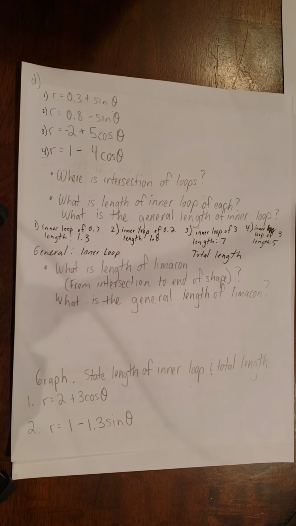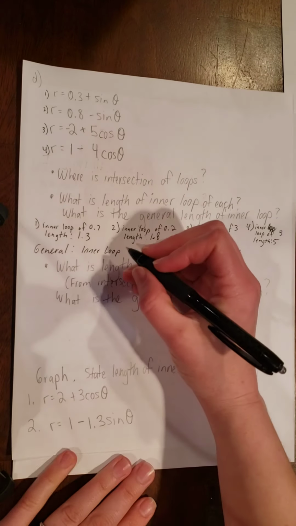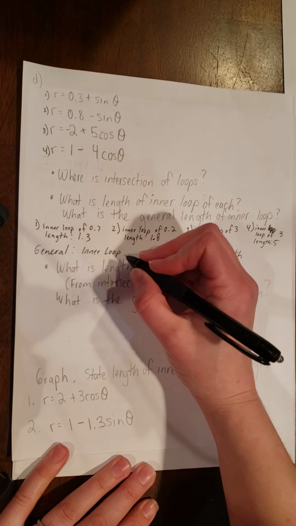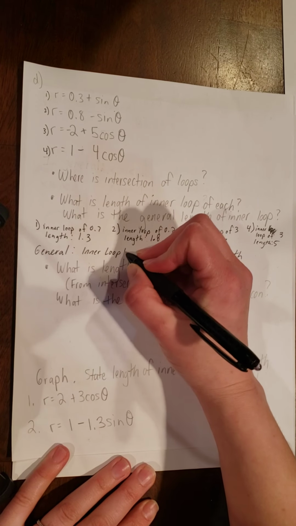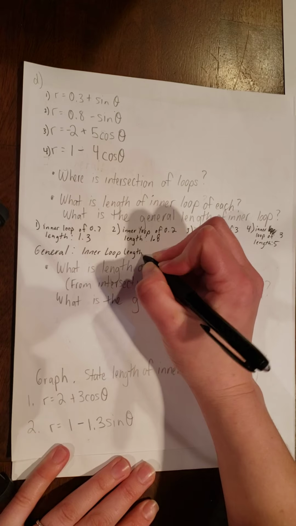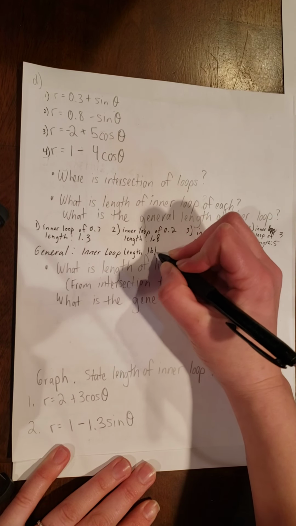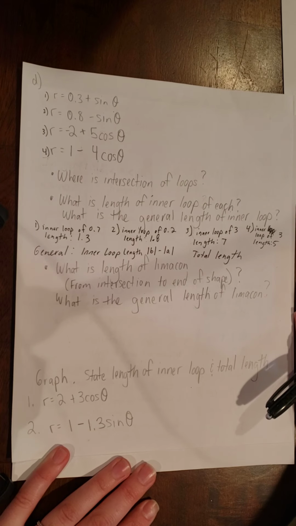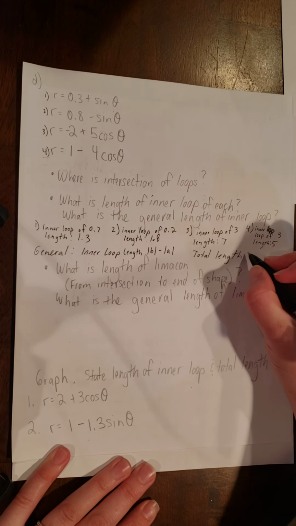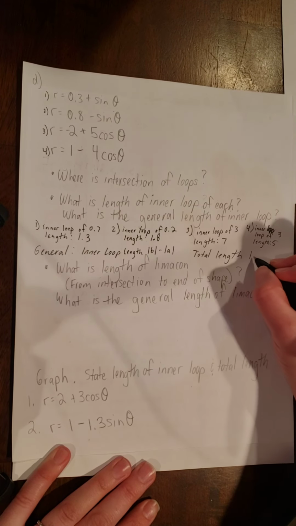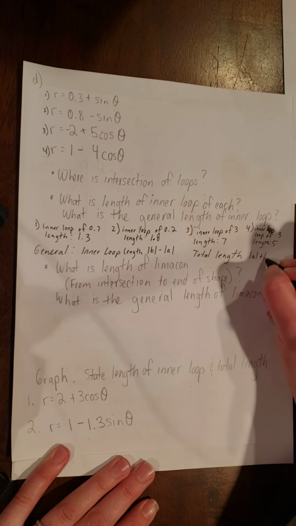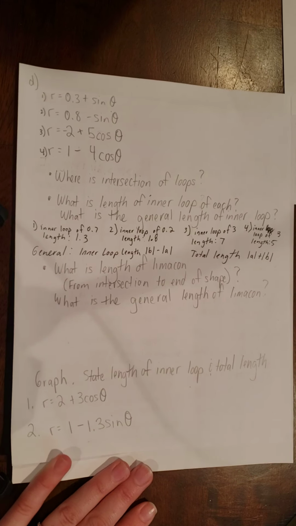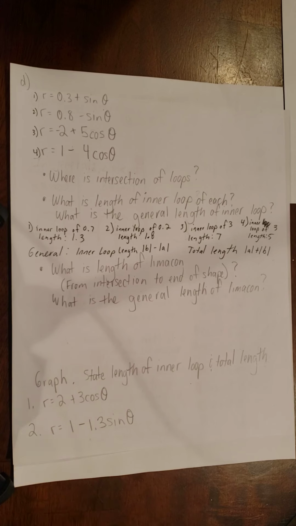So for the inner loop, in general, the length of the inner loop is going to be the absolute value of B minus the absolute value of A. The total length of the Lima Zone is the absolute value of A plus the absolute value of B, or absolute value of B plus the absolute value of A.